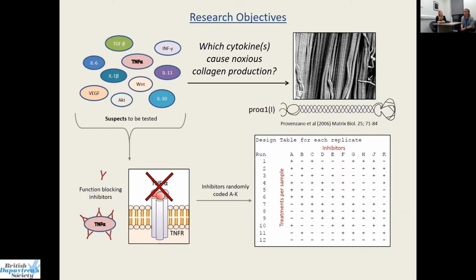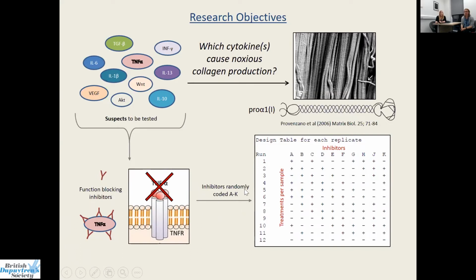To test whether they are involved, we have obtained a specific inhibitor for each cytokine that we suspect. Those inhibitors block the function of those cytokines. They bind to the surface of them down here and stop them interacting with the cells. We can then add these as treatments to our samples and see what effects they have on the collagen production within the actual patient tissue.